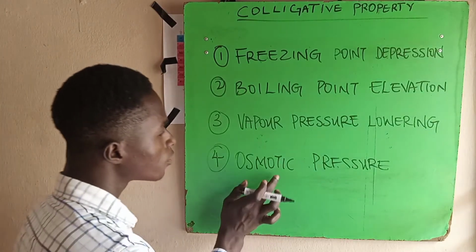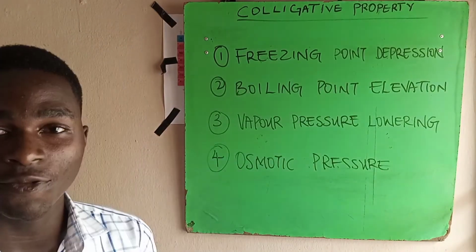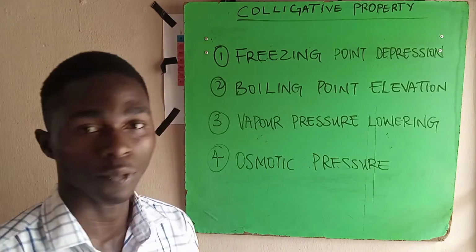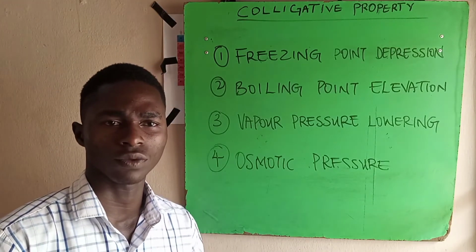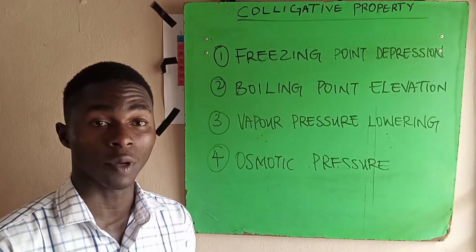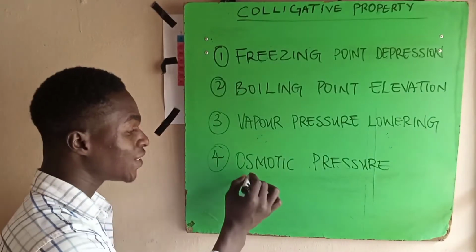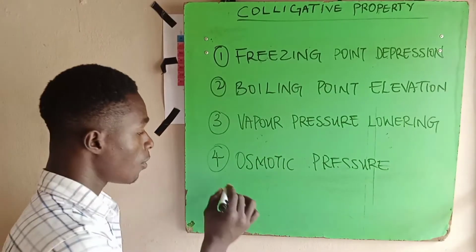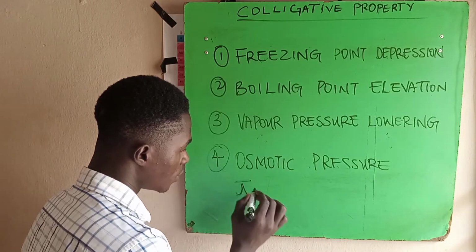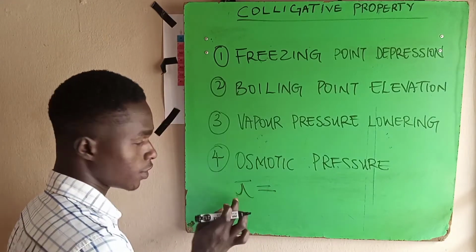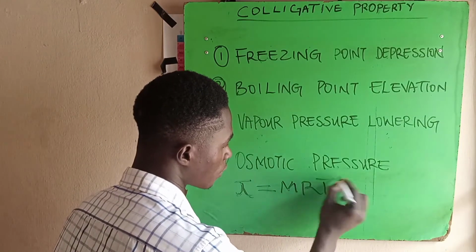So, discussing osmotic pressure. What is osmosis? Osmosis is the movement of water molecules from a region of higher concentration to a region of lower concentration through a semi-permeable membrane. So if you are considering osmotic pressure, it is the pressure that is needed to stop the osmosis. Osmotic pressure is calculated using this formula, pi equal to mRT.